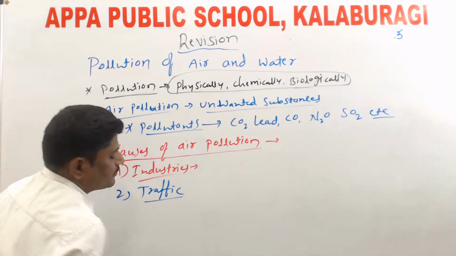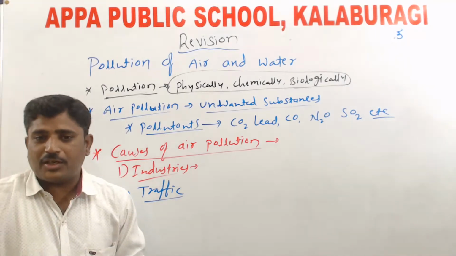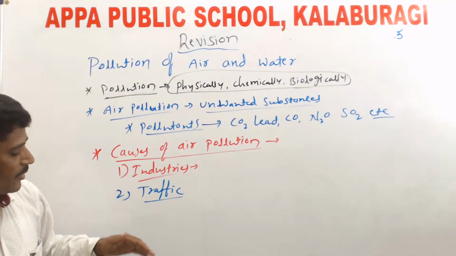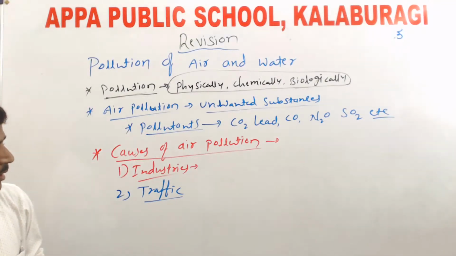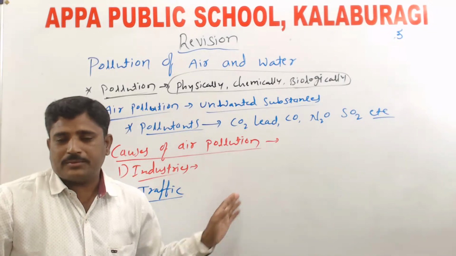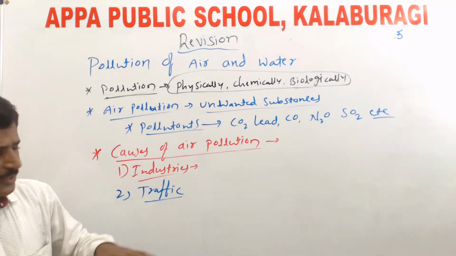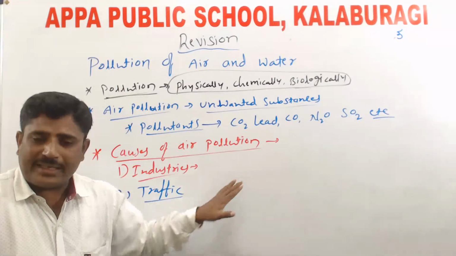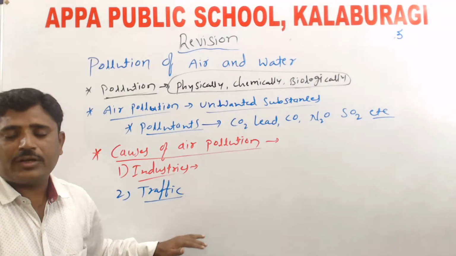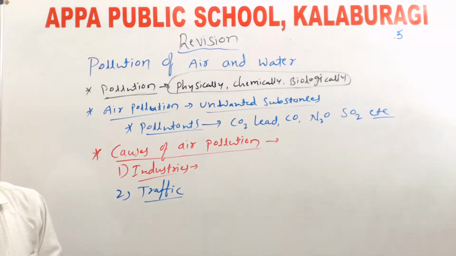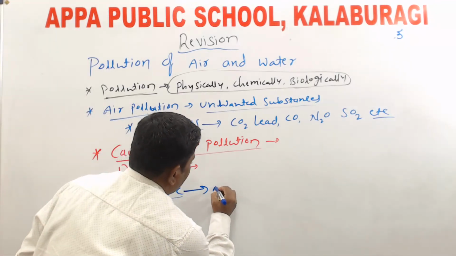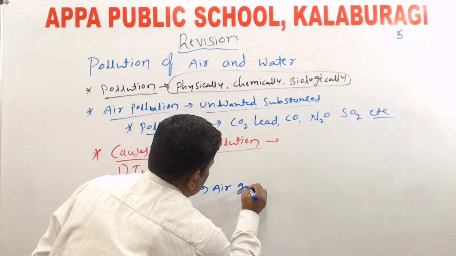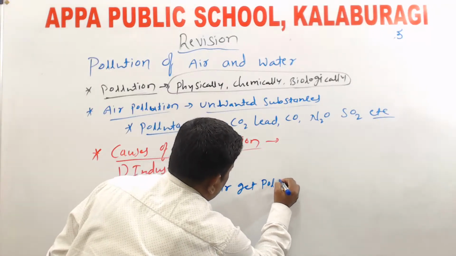Then the next point is traffic. In each and every city, including Kalburgi also. You can take the big cities: Mumbai, Kolkata, Bangalore, Hyderabad, Madras. Like this, so many cities are there. You can take any city. Right now, due to this traffic, what happened? The air gets polluted.